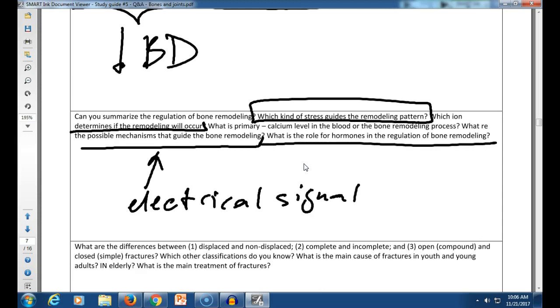Hormones regulate bone remodeling. If you don't have proper levels of growth hormone, thyroid hormone, parathyroid hormone, then bone remodeling is not going to be complete. Growth hormone regulates bone growth. It stimulates protein synthesis and cell metabolism and whatnot. Does that make sense? So pretty much the one phrase: the normal levels of hormones are necessary for proper bone remodeling.